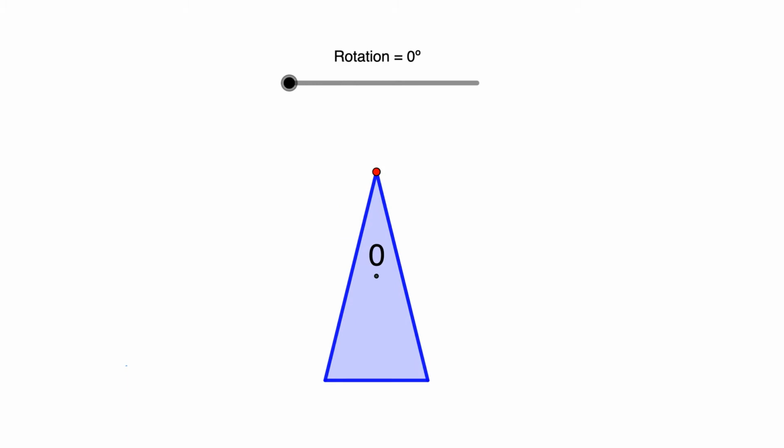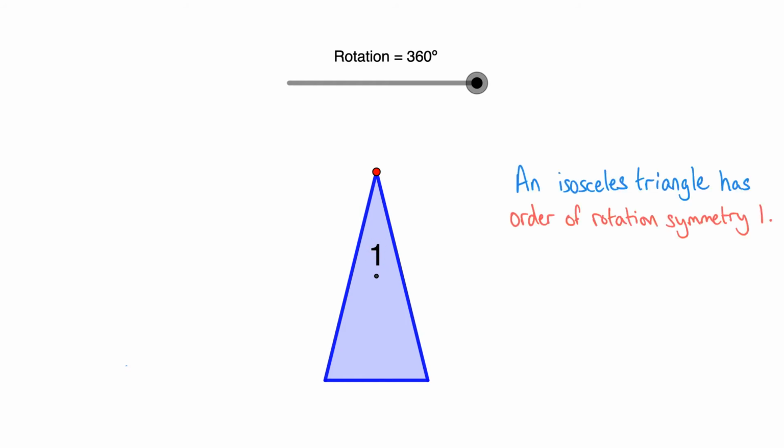Next, we've got an isosceles triangle. Let's do the same thing. Count how many times this triangle fits on itself in one full turn. You'll see this only fit on itself after one full turn, so it has an order of rotational symmetry of just 1.